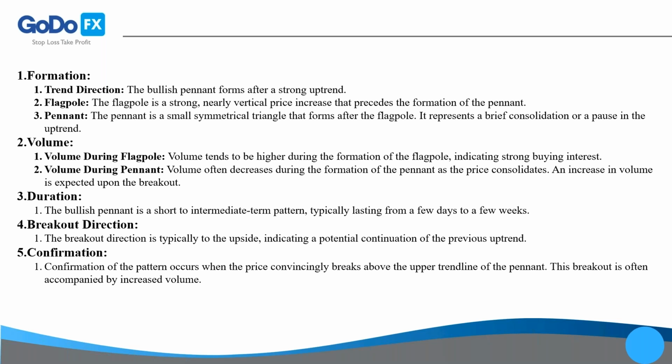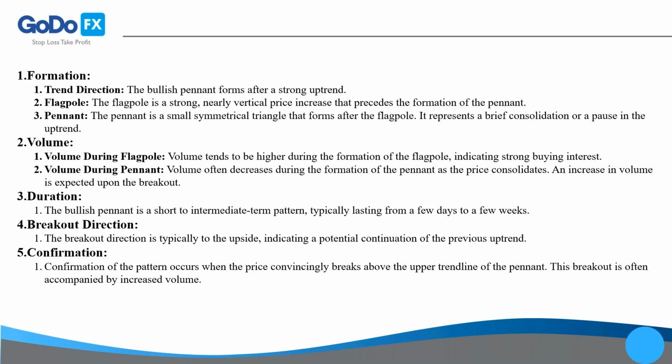Concerning the volume, it tends to be higher during the formation of the flagpole, indicating a strong buying interest, but the volume often decreases during the formation of the pennant as the price consolidates. An increase in volume is expected upon the breakout. So the bullish pennant is a short to intermediate term pattern, typically lasting from a few days to a few weeks. And the breakout direction is typically to the upside, indicating a potential continuation of the previous uptrend.